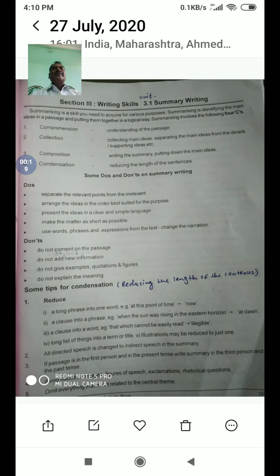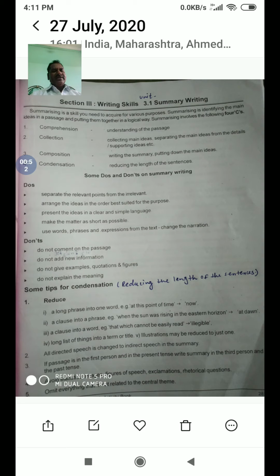Summarizing is a skill you need to acquire for various purposes. Summarizing is identifying the main ideas in a passage and putting them together in a logical way. Summarizing involves the following 4 C's. First C is comprehension. Comprehension means understanding of the passage.